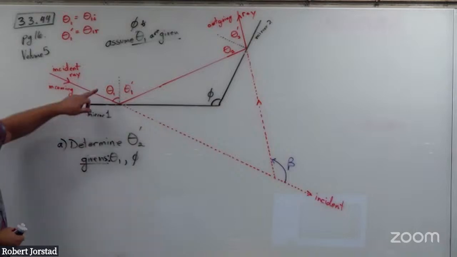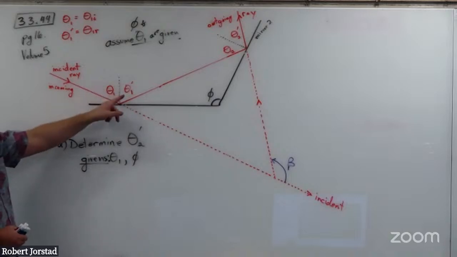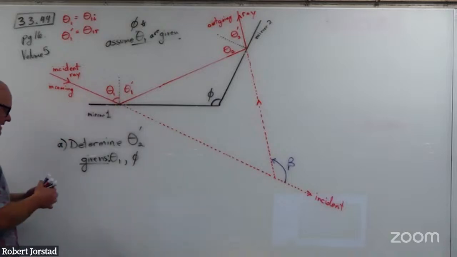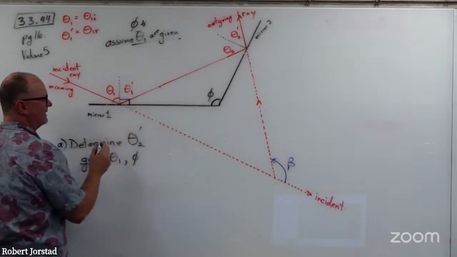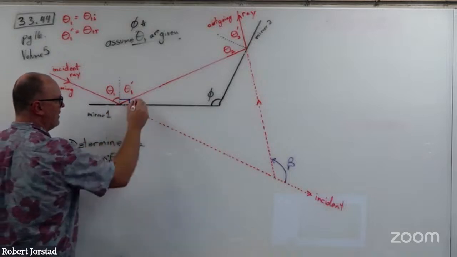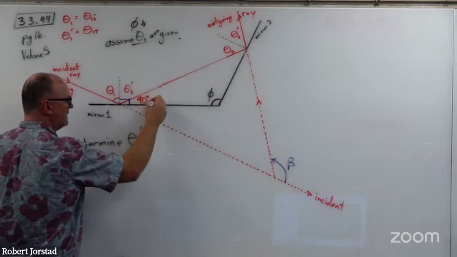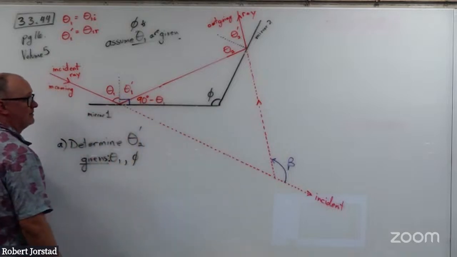So I know theta 1, I know theta 1 prime, because theta 1 equals theta 1 prime. Angle of incidence equals angle reflected. I know that this angle right here is 90 degrees. So I bet I could figure out this angle. In fact, we know that's 90 degrees minus theta 1 prime, which is theta 1.